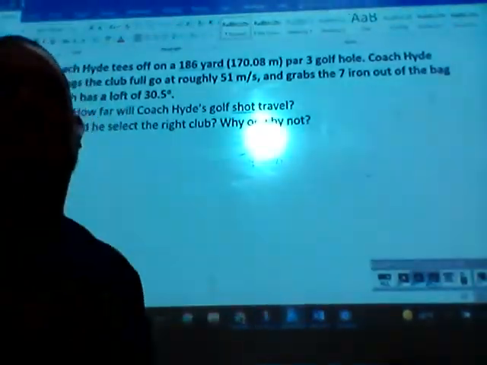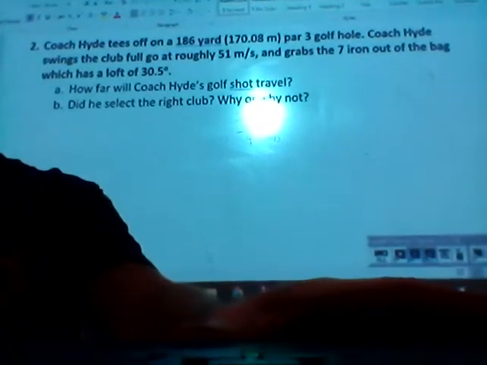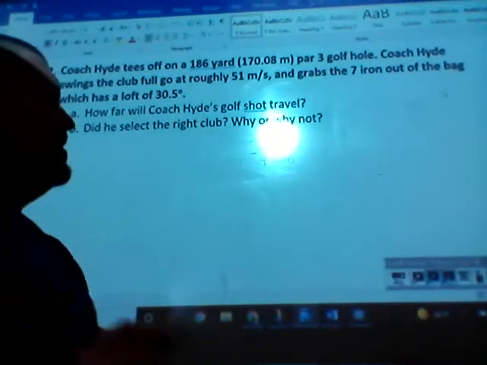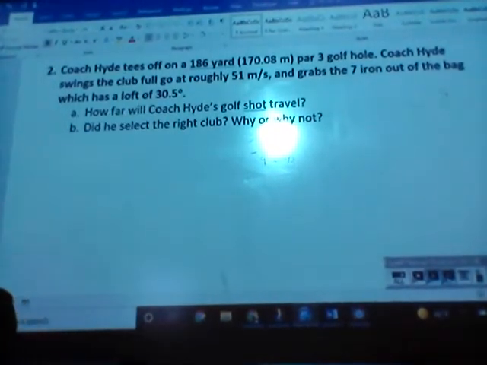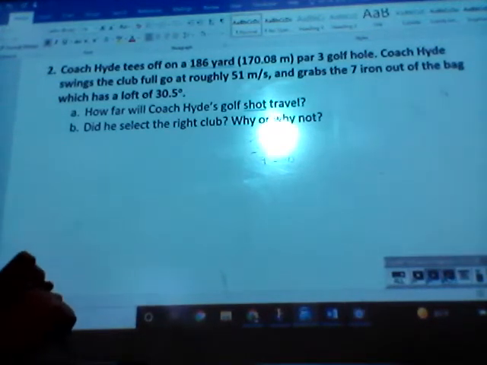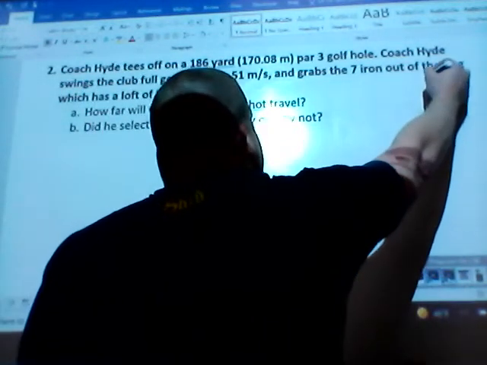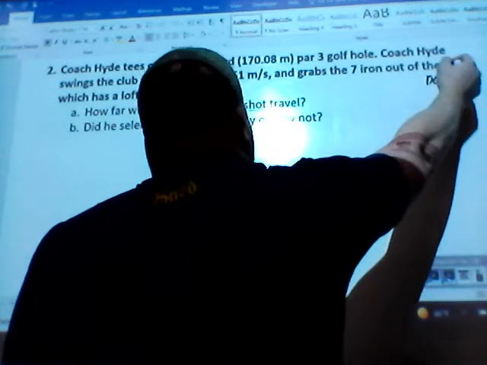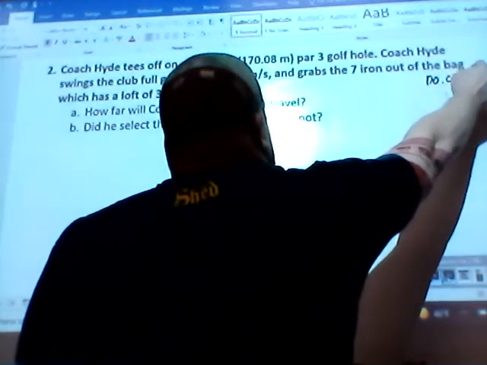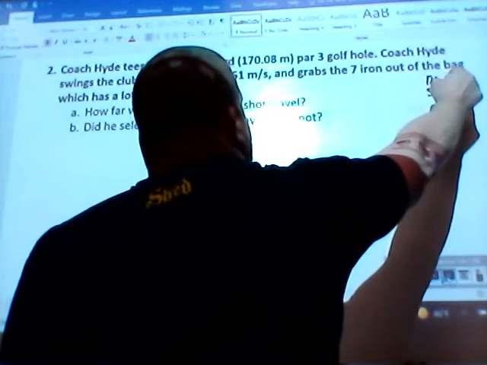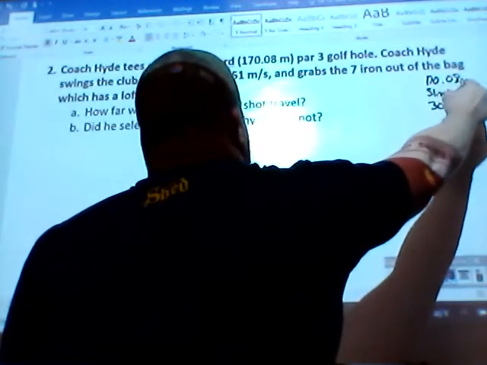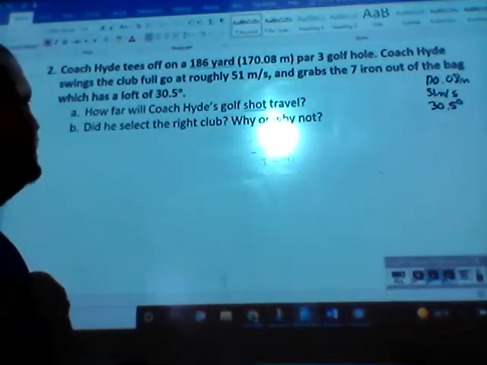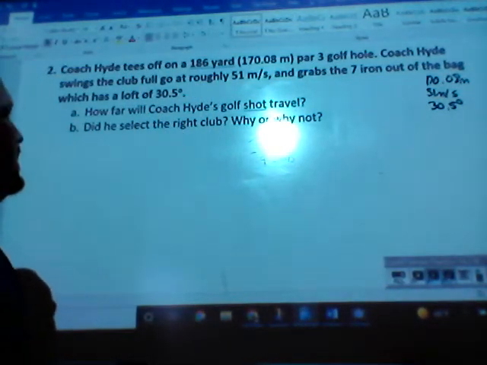All right, so here we have question 2. I don't know how well you can read that. Coach High tees off on a 186-yard par 3, so 170.08 meters. He swings the club full go, roughly 51 meters per second. He grabs a 7-iron out of the bag, which has a loft of 30.5 degrees. So we're thinking 170 is the goal. We've got 51 meters per second, 30.5 degrees. We want to know how far Coach High's golf shot will travel, and did he select the right club?